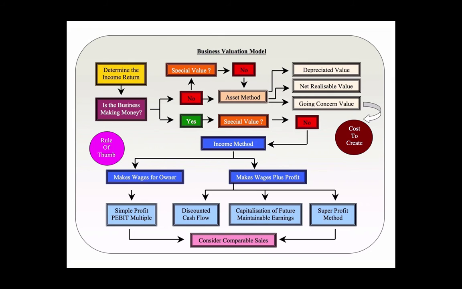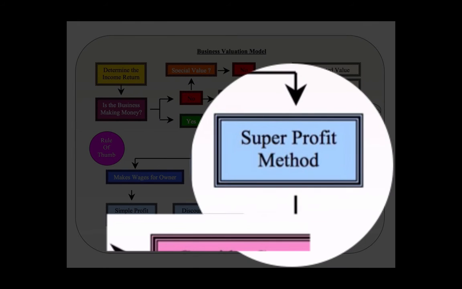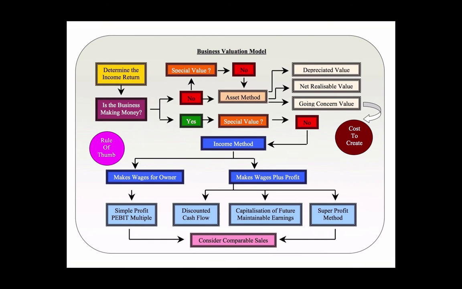The third method, and there are many others, but I'm just trying to summarize the main ones here, is the super profit method. Super profit looks at different rates of return for different asset classes. You might have a typical example of a real estate agency that has an income stream from sales and an income stream from property management. Those two streams are certainly treated differently as far as EBIT multiples are concerned.